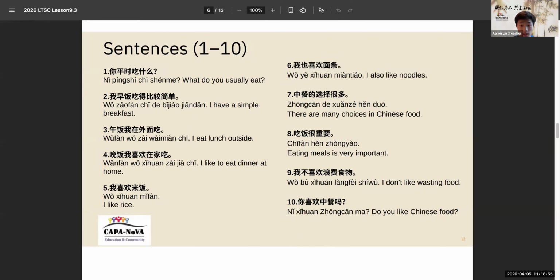And last one, 你喜欢中餐吗? This means do you like Chinese food?